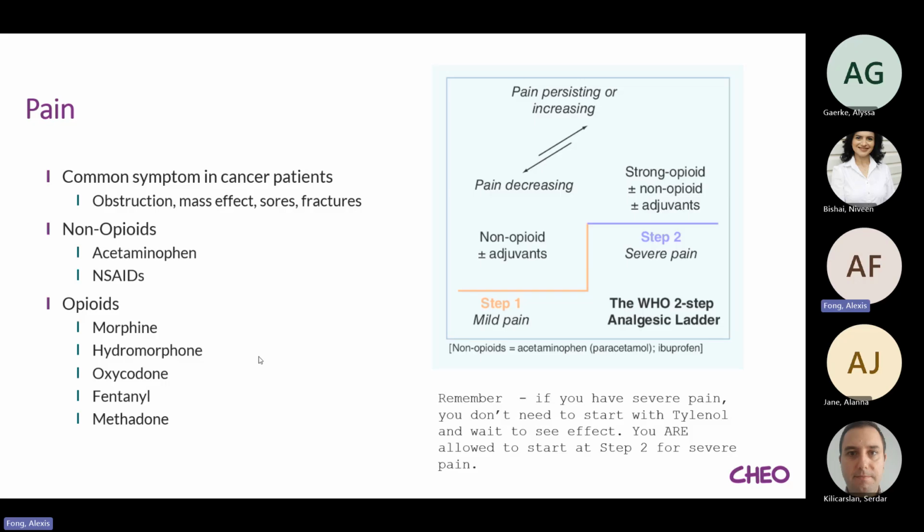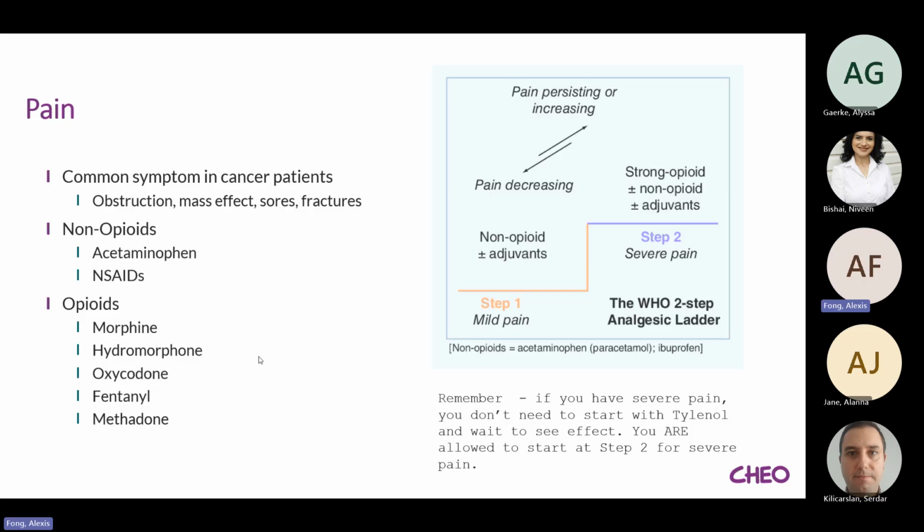This is the WHO two-step analgesic ladder. I would say this is something that's testable. There is a three-step ladder for adults, and in pediatrics, we use the two-step ladder. So step one is mild pain. We use non-opioids and adjuvants like Tylenol, ibuprofen, Celebrex. And then for severe pain, it's step two, we use strong opioids.